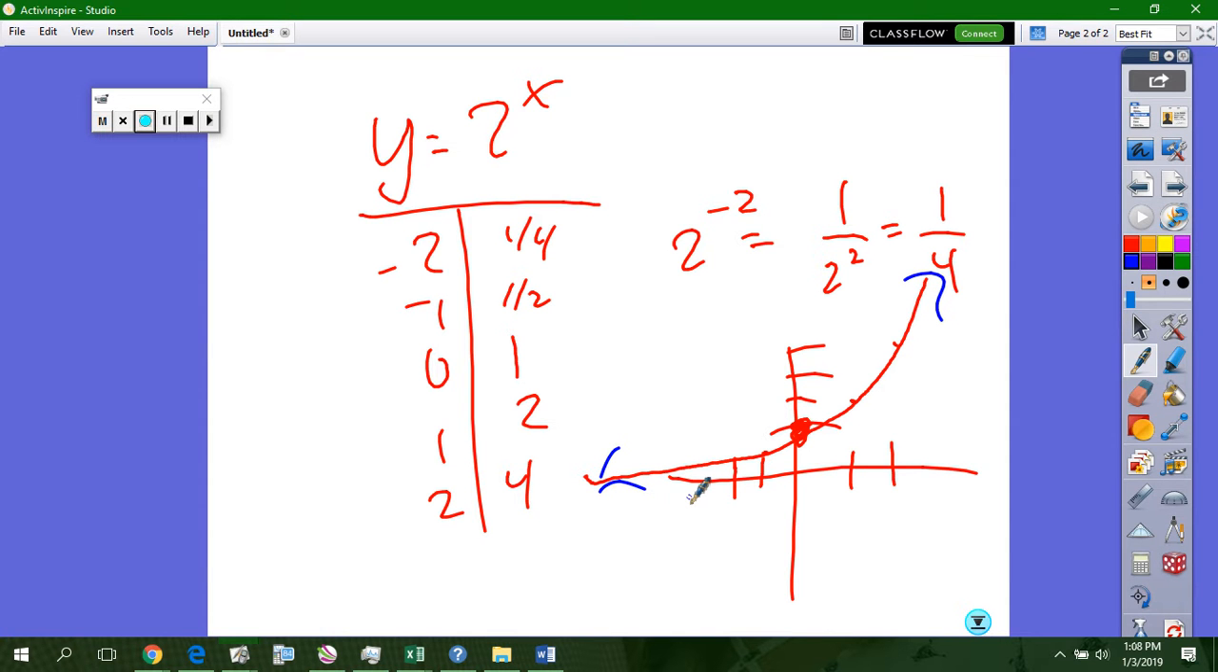Everybody with me on that? Okay, what's our domain? Negative infinity to infinity, because I can use any number I want, right? Range, the lowest I can use. 0, do I include 0? No, because I won't be there, so it's parentheses 0 and infinity. Everybody there with me? Any questions so far?